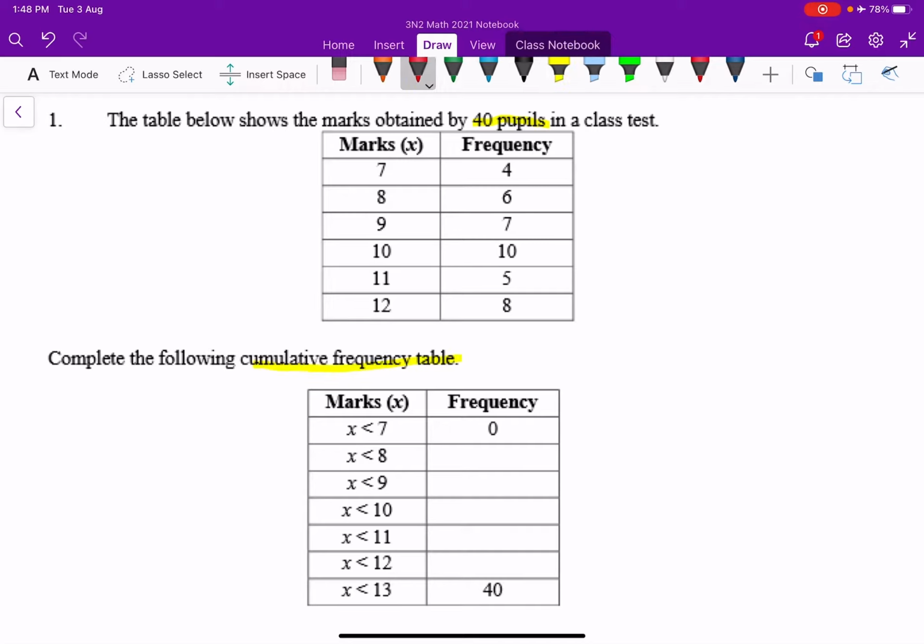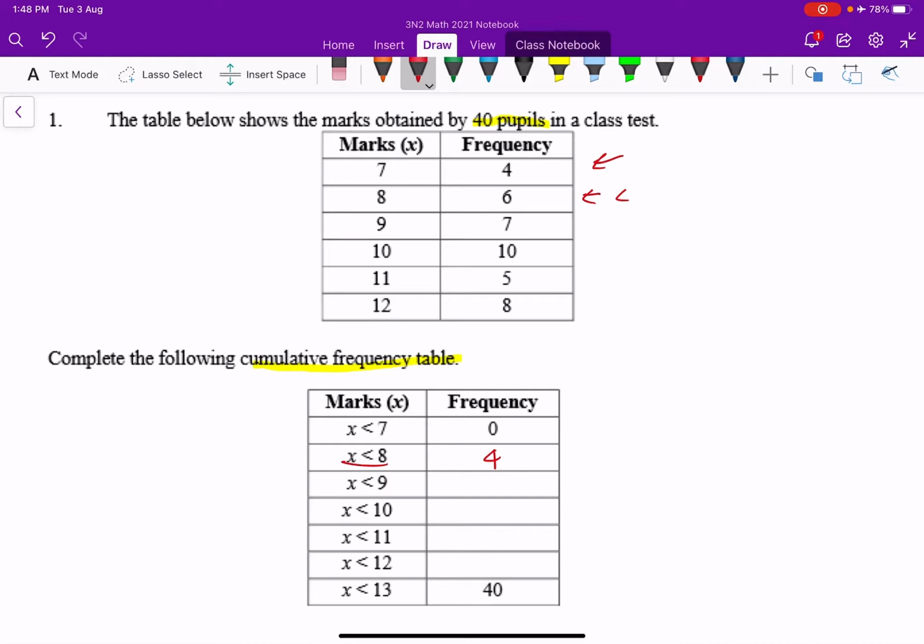How many of them receive less than 7 marks? Look at the table, nobody. How many of them receive less than 8 marks? Less than 8 means I do not include the number 8. It's not less than or equal. So less than 8, I need to look at the table here. There are only 4. Less than 9.